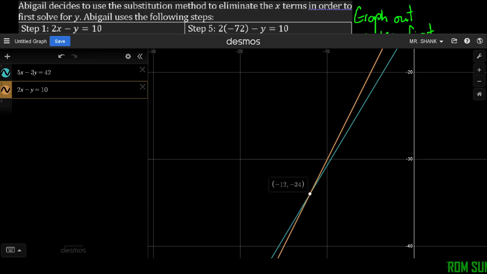Notice how it has a point that is different from what Abigail found. So if we say here's our solution point, we need to find a different way. Let me pull this graph out. This is negative 12 comma negative 34.